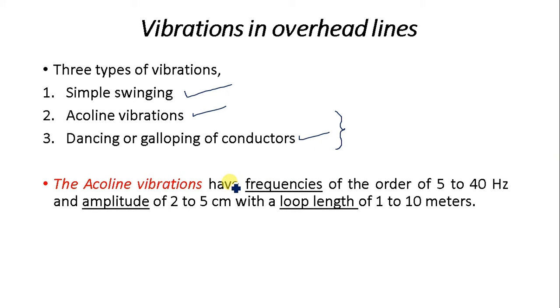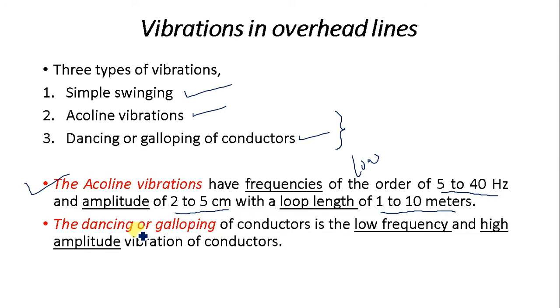If we talk about the Aeolian vibration, it has a frequency of 5 to 40 hertz. If we talk about the amplitude, that will be 2 to 5 centimeters, which is very high, with a loop length of 1 to 10 meters. Such oscillations are generally formed due to low wind velocity. So when the velocity of the wind is very low, in that case we will notice such oscillation in the transmission line.